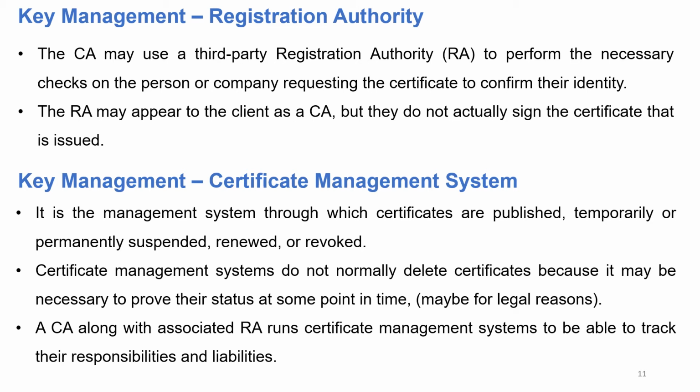Now, what is the next component, which is the registration authority? So your CA, or the certifying authority, may use a third-party registration authority to perform the necessary checks on a person or company requesting the certificate to confirm their identity. So similar to how in your banking apps you might require a third party to check if the client who is requesting the certificate is authentic or not. So the registration authority might appear to the client as a certifying authority, but the registration authority does not actually sign the certificate that is issued. So signing of the certificate is done only by the certifying authority.